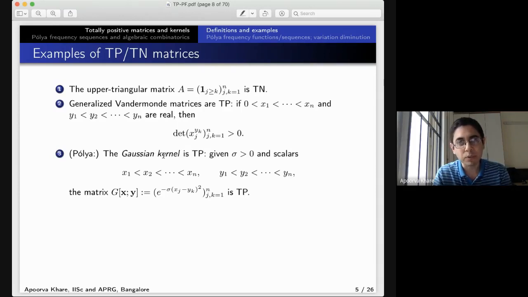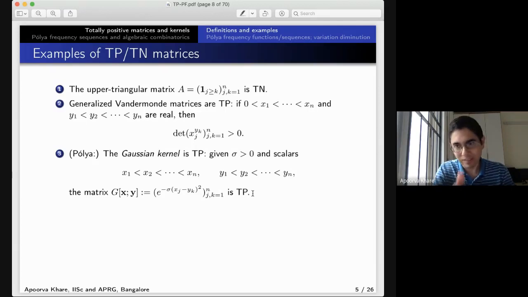So now this is an example of totally positive kernels or functions. What is this kernel? It's just e to the minus sigma x squared, where sigma is some positive real number. So what does that mean? That means that you take any finitely many real numbers x and finitely many real numbers y, and look at the matrix. So this is like drawing the submatrix from the whole function, e to the minus sigma (x_j minus y_k) squared. And that's an n by n matrix, and that is totally positive.